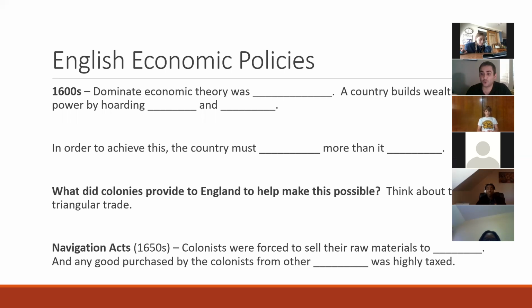And so if you export, if you sell more than you buy, your country can start hoarding lots and lots of gold and silver. And so this was the economic game that the English government was trying to play. It was kind of a monopoly, a world-based monopoly type deal. Okay.